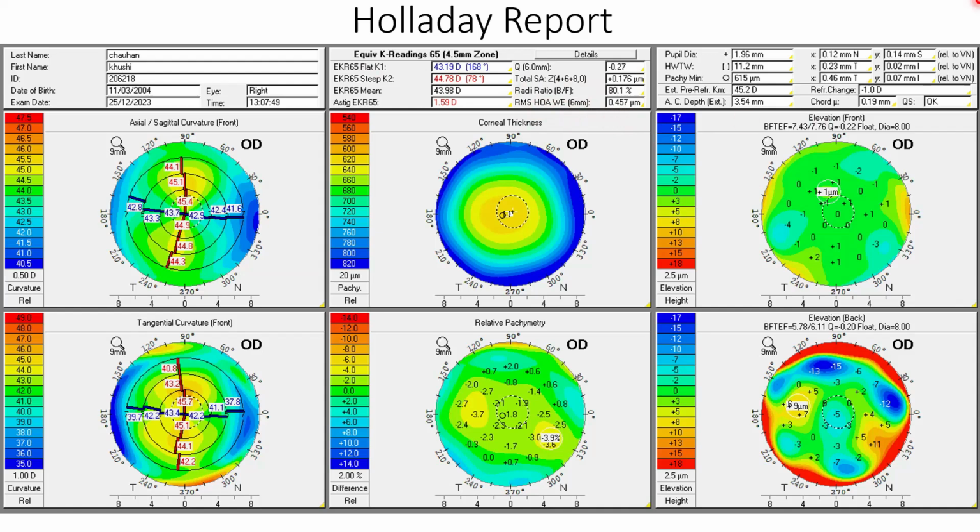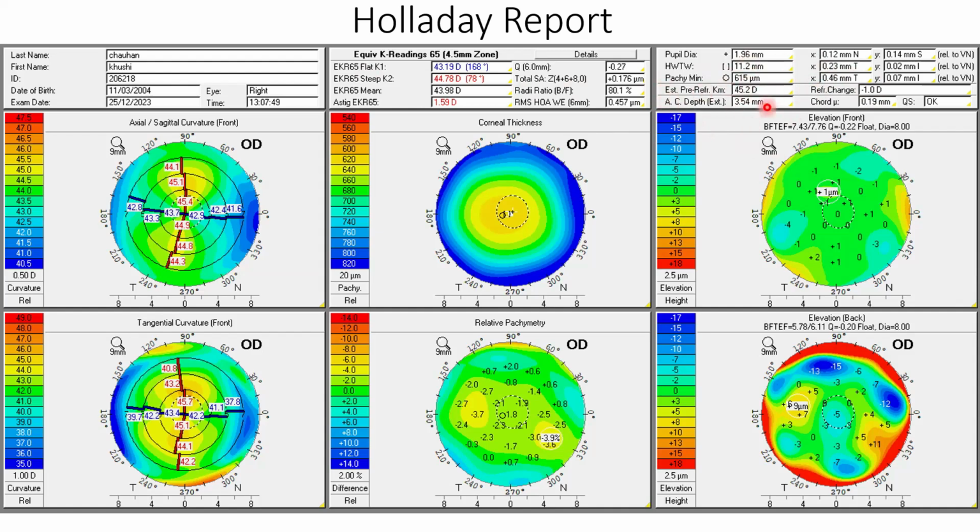In the upper right panel, here we have the pupil diameter, the horizontal white to white, the pachymetry minimum. Pachymetry minimum is usually temporal and inferior. If it is more than 0.61 mm inferior, it shows up as yellow and it gives us a suspicion of keratoconus. Another important and novel reading that they give on the Holladay report is the estimated pre-refractive mean K.